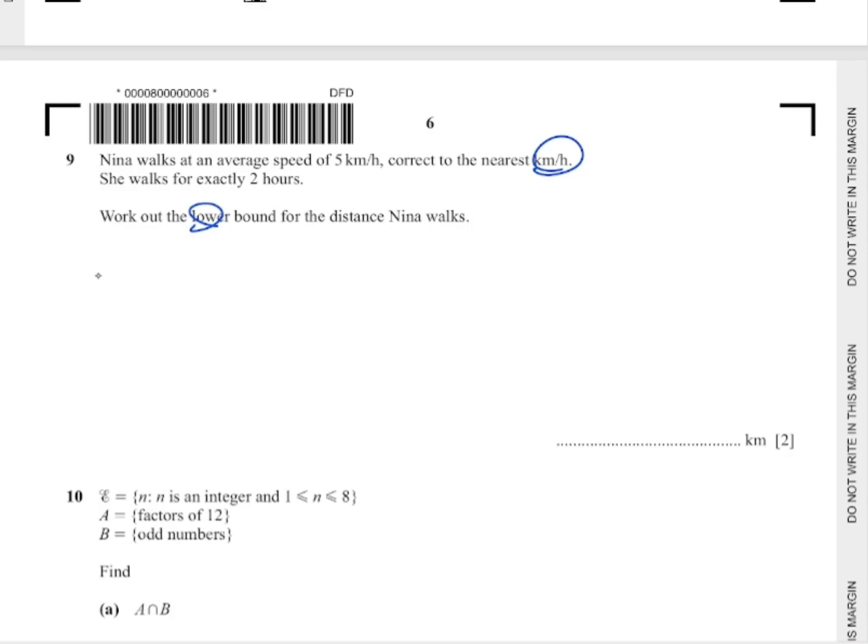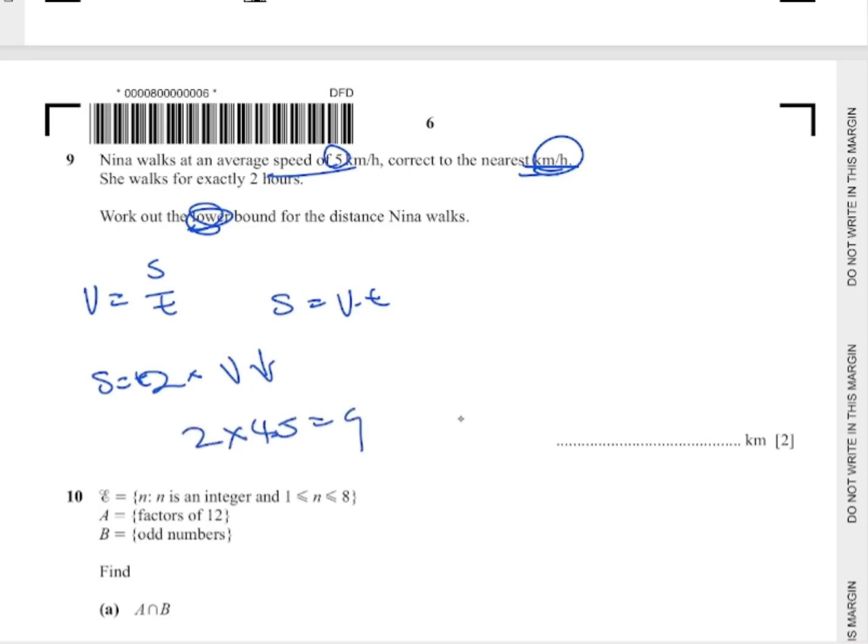So distance, we know that velocity equals displacement over t. So displacement equals velocity times t. So here our displacement equals 2 times our speed. And since it wants the lower bound, we want to minimize the speed, and it's to the nearest kilometer per hour, so nearest 1. The lower bound would be 4.5, so it's 2 times 4.5 equals 9.